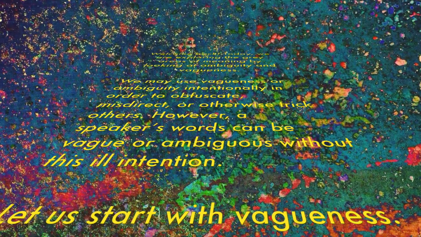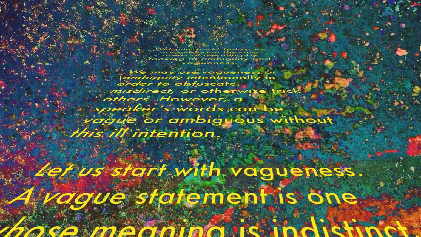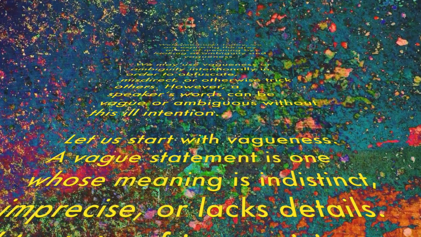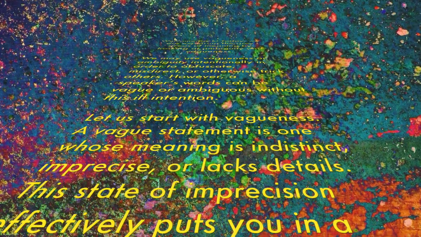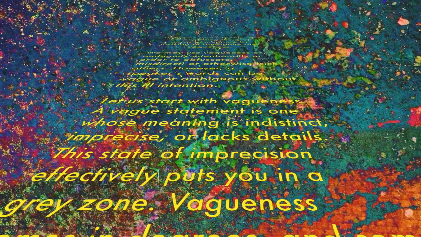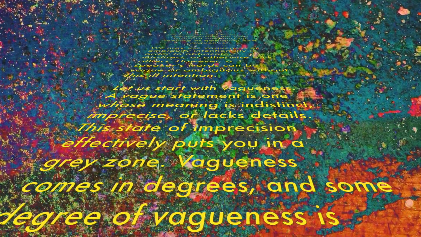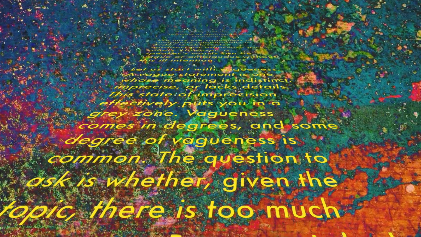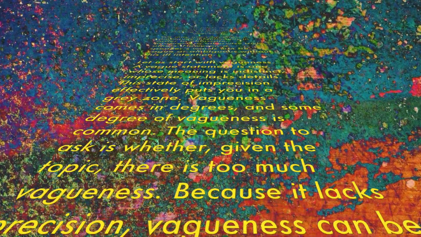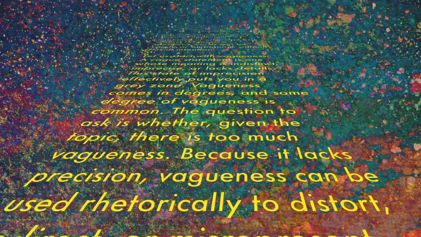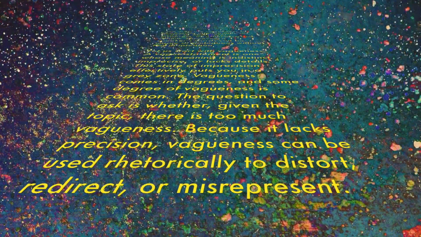A vague statement is one whose meaning is indistinct, imprecise, or lacks detail. This state of imprecision effectively puts you in a gray zone. Vagueness comes in degrees. The question to ask is whether, given the topic, there is too much vagueness? Because it lacks precision, vagueness can be used rhetorically to distort, redirect, or misrepresent.